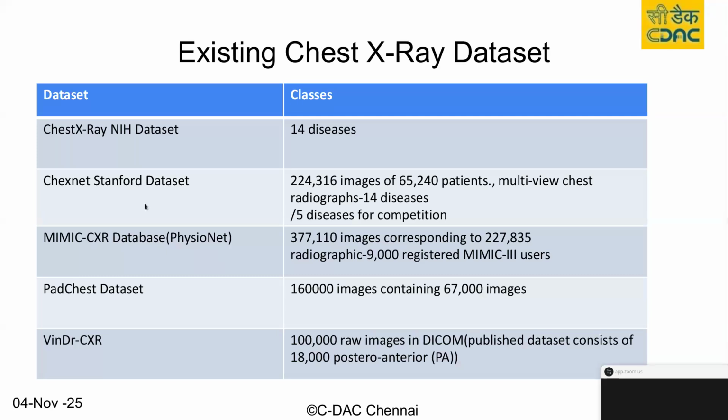And it's not only the chest X-ray dataset, the NIH dataset, which has 14 diseases and around 1,23,000 images. There is also the CheXNet Stanford dataset, which is actually a better version of the NIH dataset as well. And there are 2,24,316 images of 65,240 patients, with the 14 diseases being labeled.